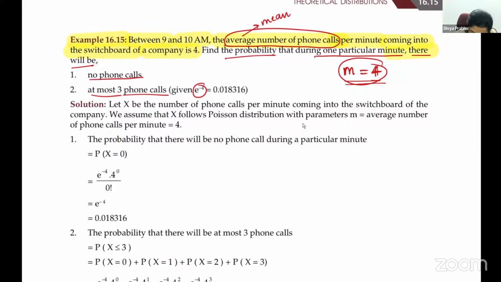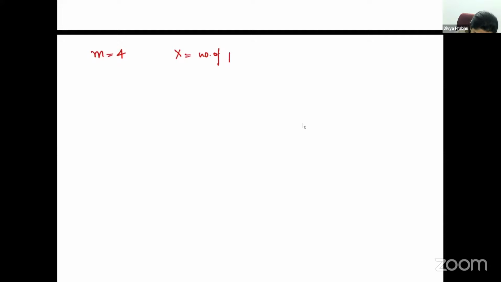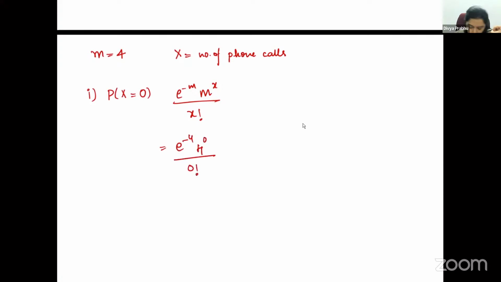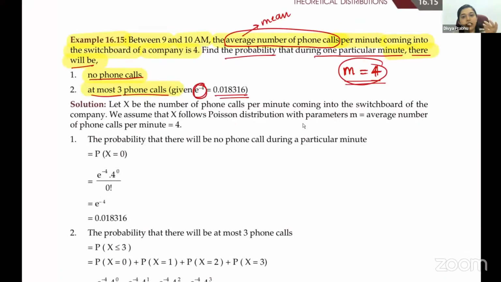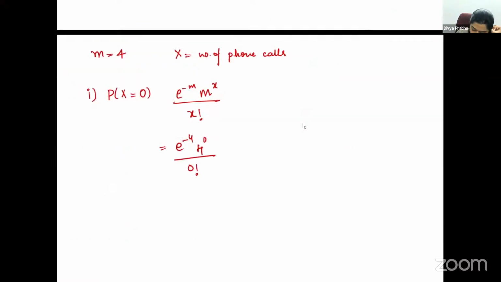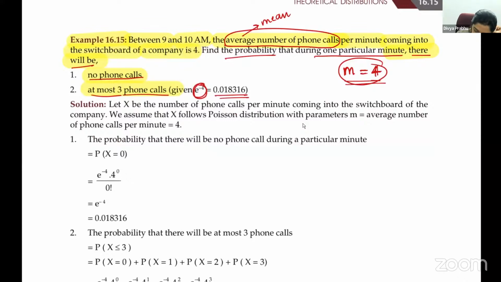Here, we'll start solving now. M is equal to 4 is known. What is X? X is what is asked in the question, that is, there will be no phone calls, at most 3 phone calls, which means X is equal to the number of phone calls. Correct? Now, what have they asked? First of all, there will be no phone calls, which means probability of X equal to 0 is what they are asking. What is the formula? e to the power minus M, M to the power X divided by X factorial. In this case, e to the power minus 4, 4 to the power 0 divided by 0 factorial. If you see here, e power minus 4 value is already given. So you need not take the constant value again. Just copy this value only, which is equal to 0.018316.